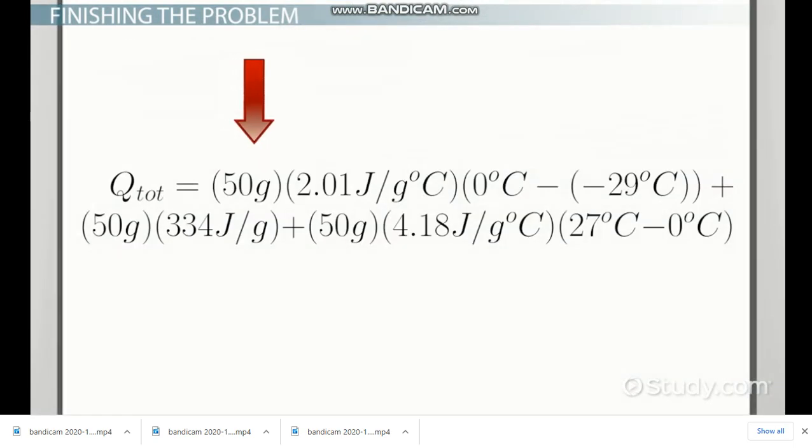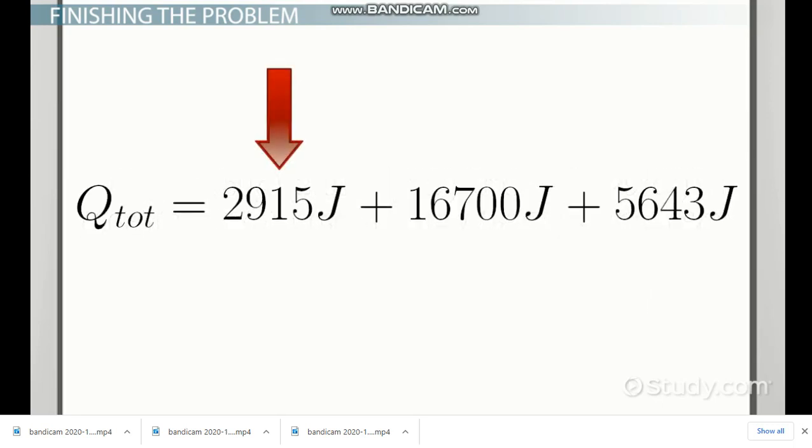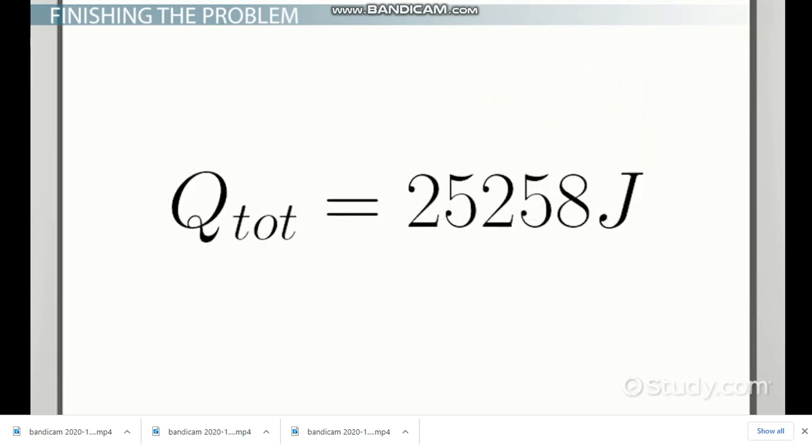Q total equals 50 grams times 2.01 joules per gram degrees Celsius times 0 degrees Celsius minus negative 29 degrees Celsius, plus 50 grams times 334 joules per gram, plus 50 grams times 4.18 joules per gram degrees Celsius times 27 degrees Celsius minus 0 degrees Celsius. Q total equals 2,915 joules plus 16,700 joules plus 5,643 joules. Q total equals 25,258 joules.